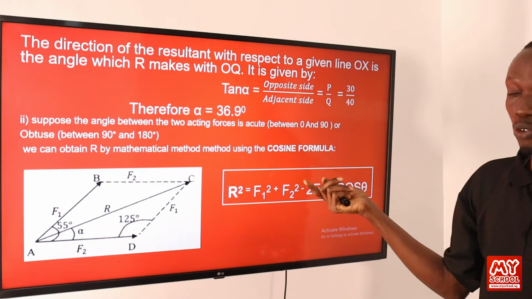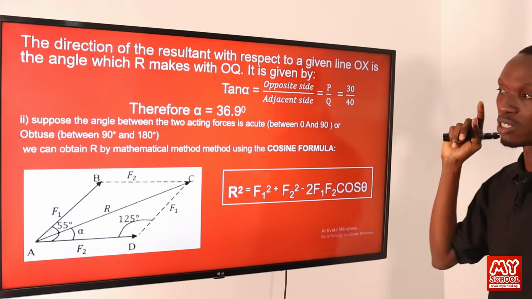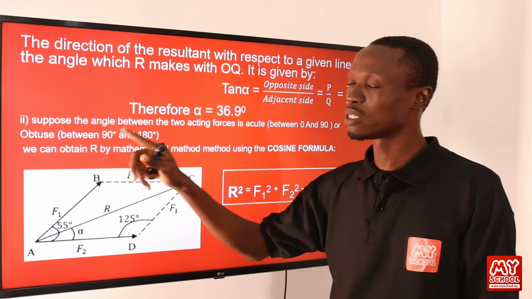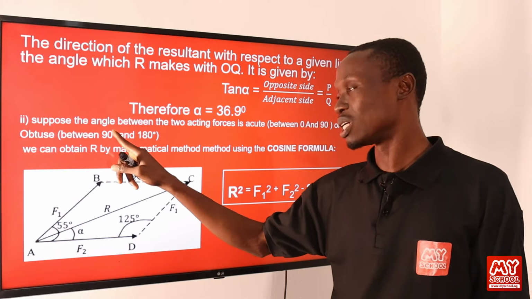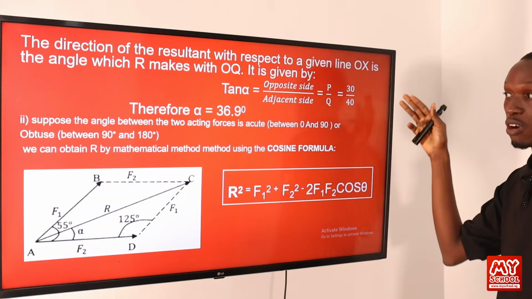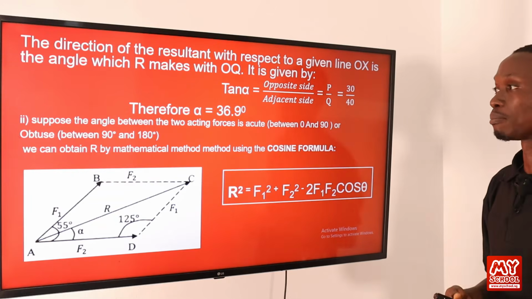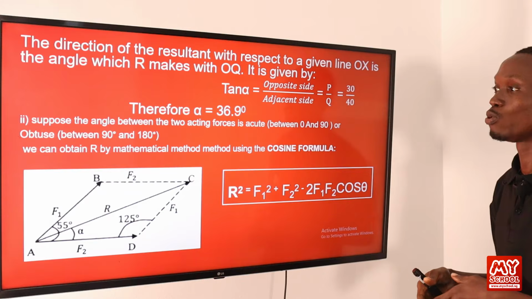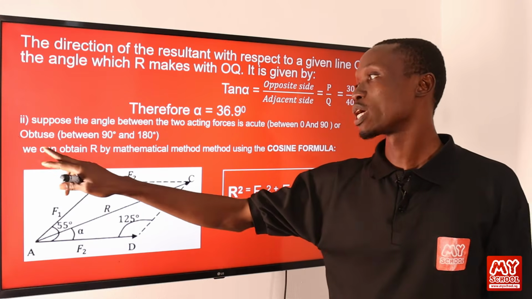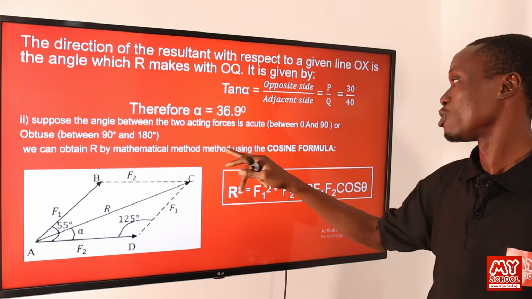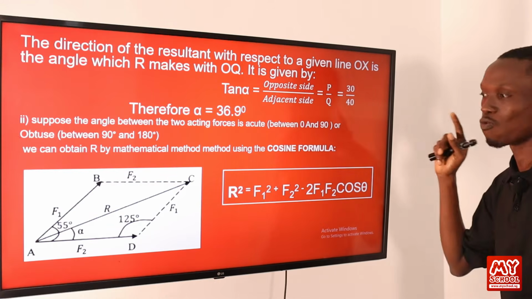Of course, if we say acute, it simply means that the angle is between 0 and 90 degrees. Or obtuse, we are saying the angle is between 90 degrees and 180 degrees. So in this case, you can no longer use Pythagoras theorem to obtain the resultant of the vector. So in this case, you use the cosine formula. So we can obtain resultant R by a mathematical method using the cosine formula.